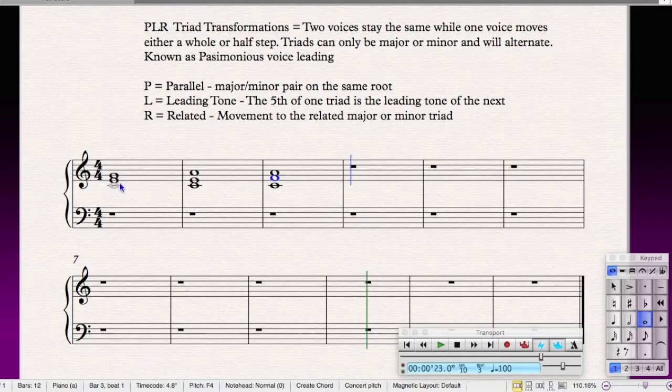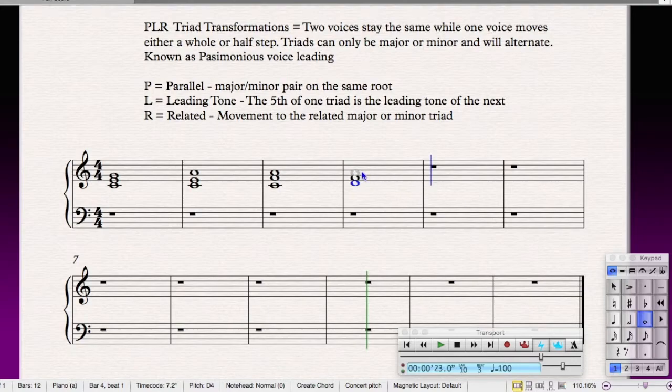So far we have C major, A minor, F major. So our next triad is going to be a minor triad. So let's do the related F major. So F major triad, its related minor would be D minor, which is D, F, A. So if you notice, we can retain the F, we can retain the A, and our C will move up a whole step to D to give us a D minor triad. All right.